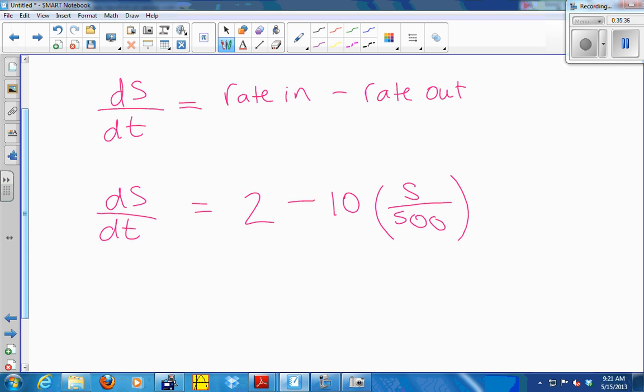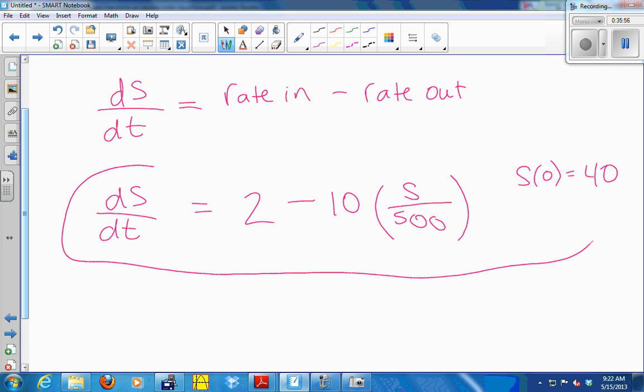And then they give us an initial value. The amount of chocolate syrup in the tank at time 0 is 40 gallons. Yeah, they told us that initially we started with 40 gallons of chocolate syrup. So here's my initial value problem.